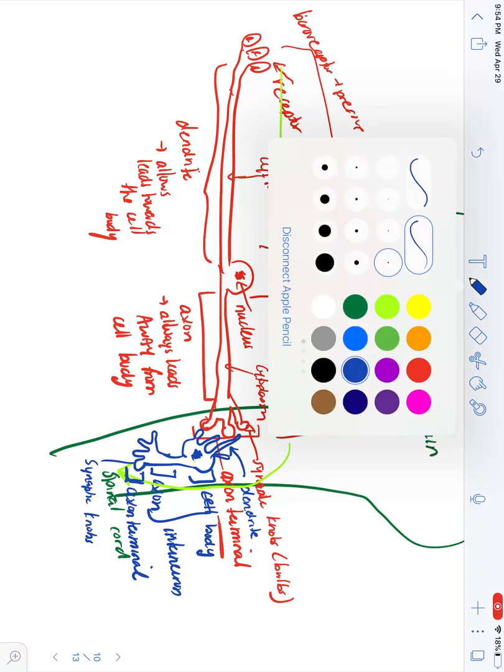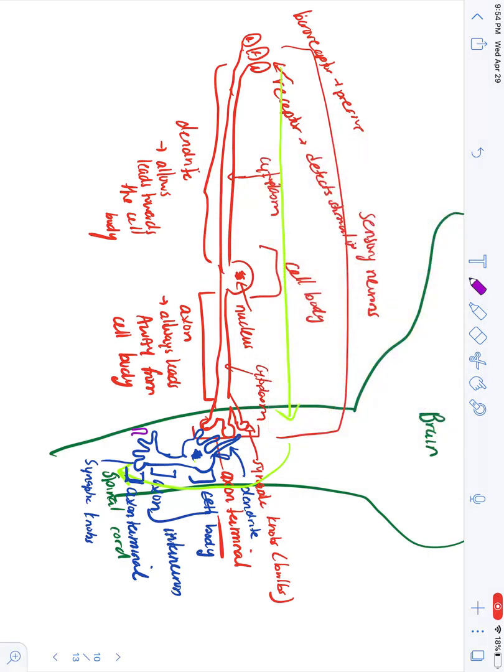Now, this neuron called the interneuron is actually connected to the next neuron, and the next neuron is called the motor neuron. So here is the motor neuron. Right here is the motor neuron, and the motor neuron has these same structures, right? Same sort of thing.